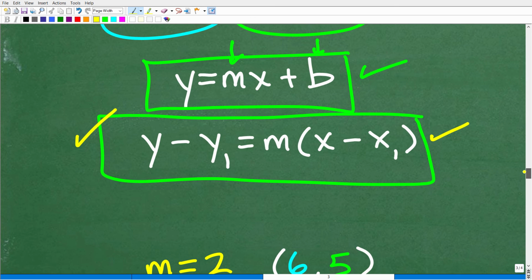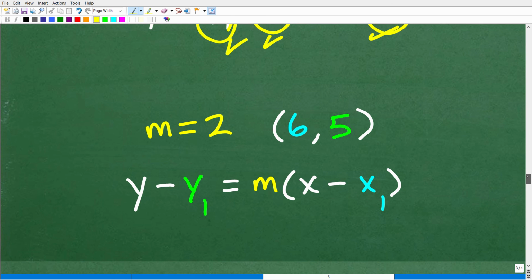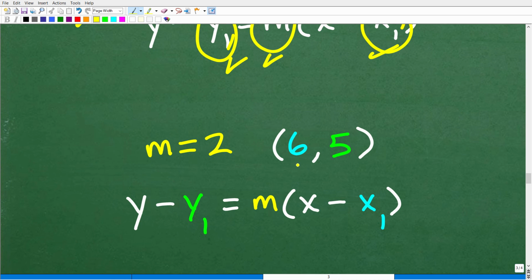And what we need to do is replace these components of this formula. So we have y minus y1. We're going to replace this y1 with the information that we have: the slope information and this x1 right here. So these are the parts of the formula that we're going to plug in numbers for, and then we're going to simplify. We have the slope of 2, and we have a coordinate (6, 5).